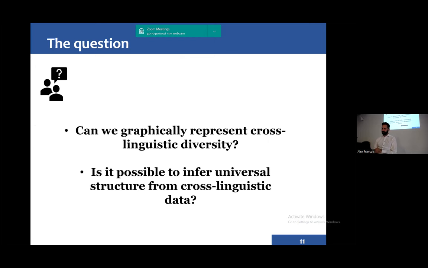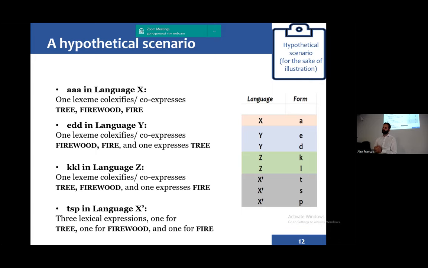So let's now take a hypothetical scenario, the one that we saw the other day, but I made some adjustments. Here we have four languages, the language X, the language Y, Z, and W, and different forms in different languages: the form A, the forms E and D, the forms Ka and Lu, and the forms Tu, Su, and Po. In the first language, X, we saw that one lexeme colexifies all three meanings. So again, I repeat, this is a hypothetical scenario, for the sake of illustration.